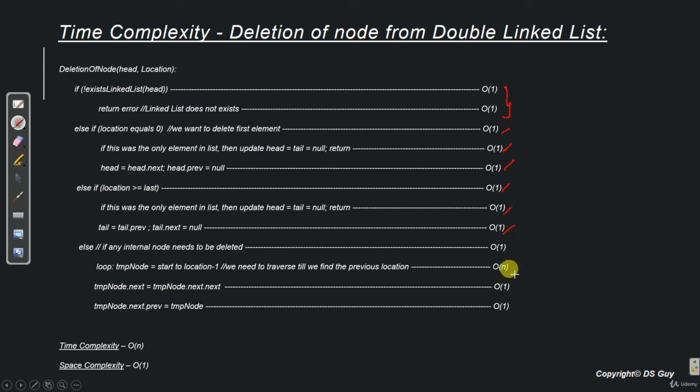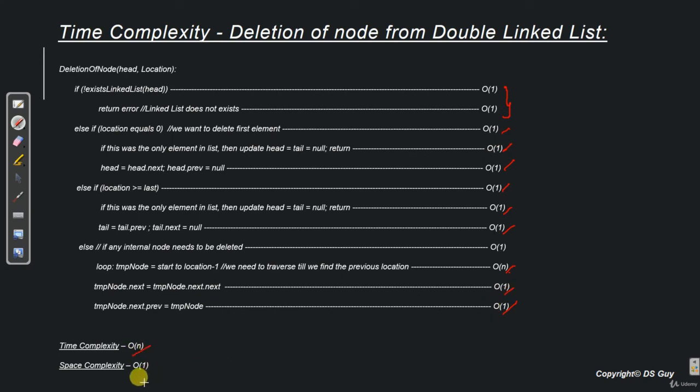In case we want to delete any of the nodes apart from first and last, then we have to run a loop. The loop will start from first node and go till location -1. Now in the worst case, we might have to travel the entire linked list. Hence the time complexity becomes order of n. Once we have identified where we have to delete the node from, there are few reference variables that need to be updated, which again will take constant time. So now if we add all of these time complexities here, it will amount to order of n.